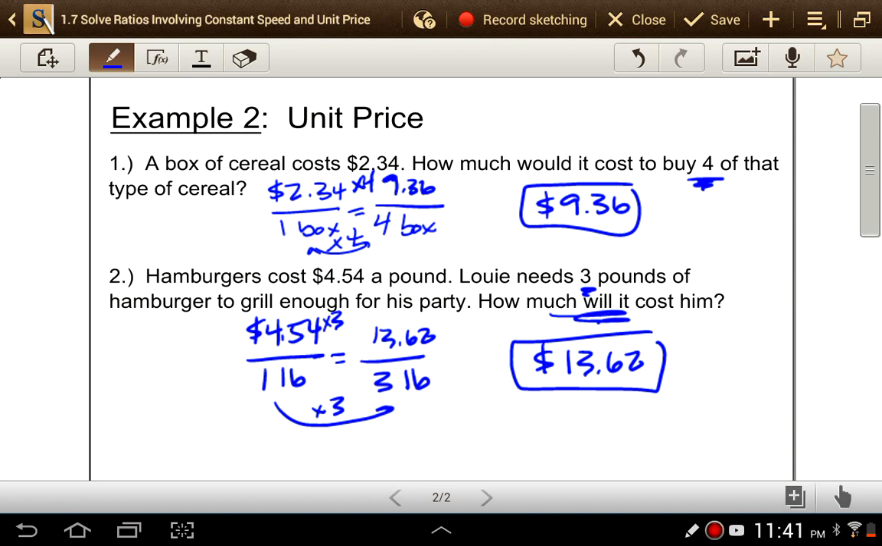Make sure you line up labels in the numerators and denominators to help set it up, and then you're going to find out what you're multiplying by or dividing by to go from one part to the next part. If you need to look back at anything, go ahead.